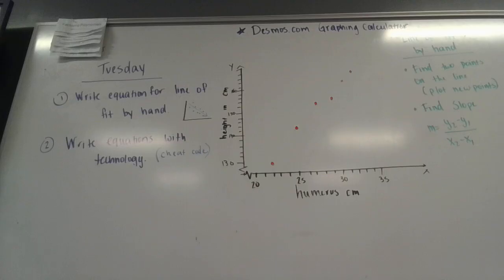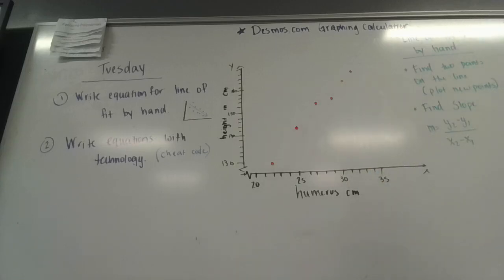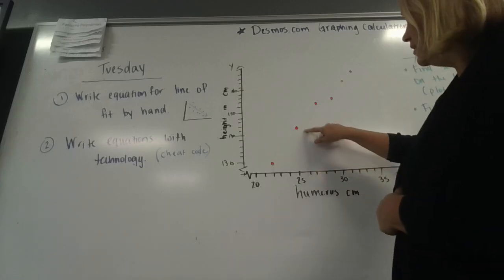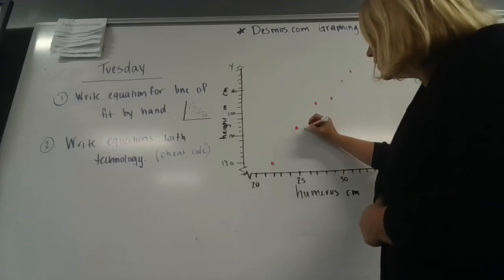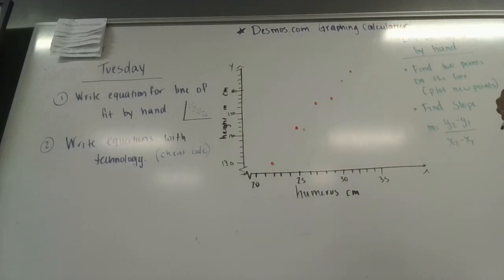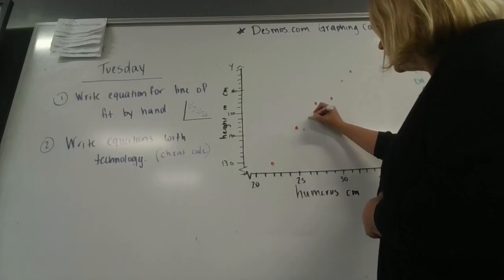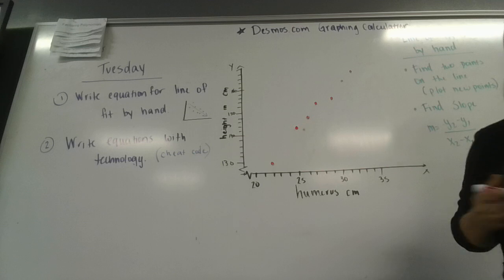Where am I at? 28, 132. I did that one. 32, 159. I did that one. 26, 140. 27, 145. And here's my scatter plot.